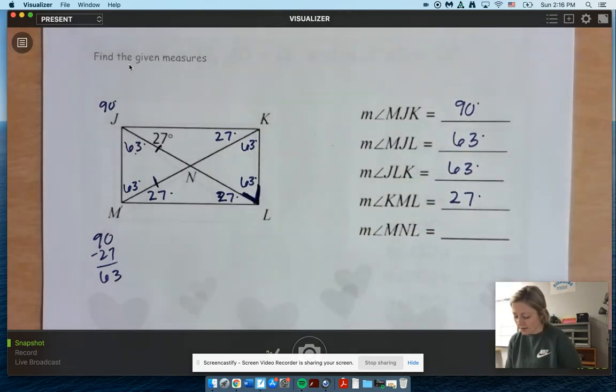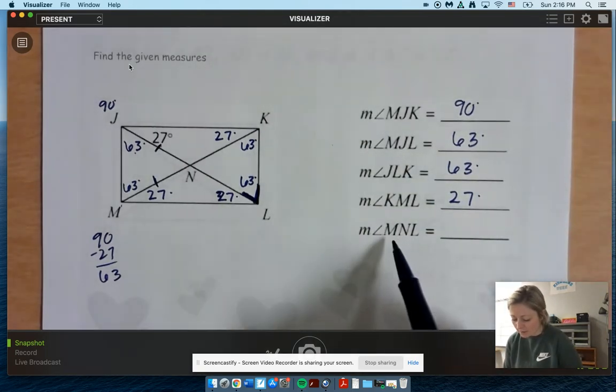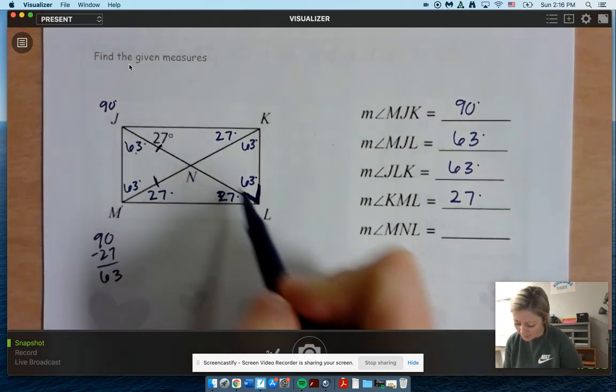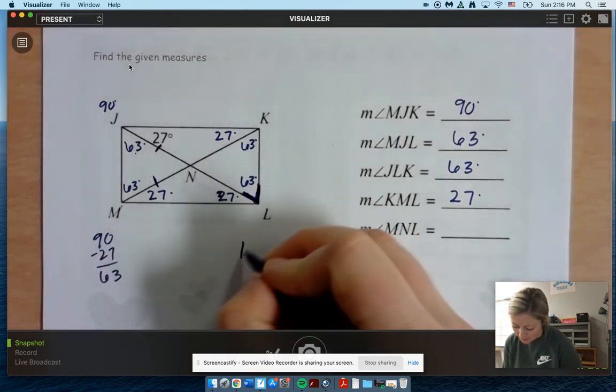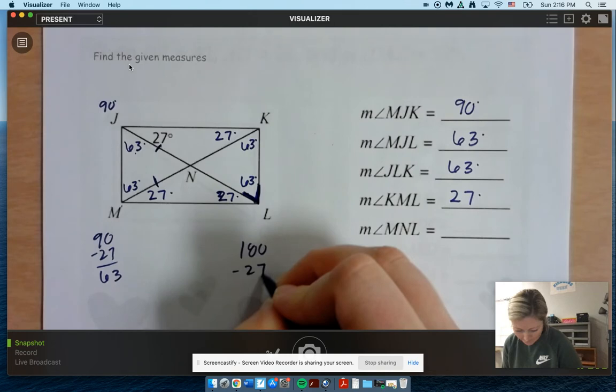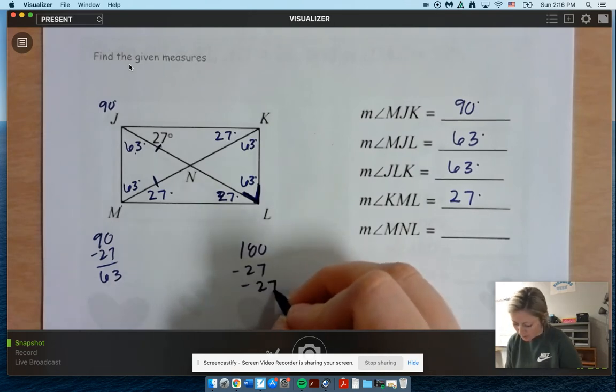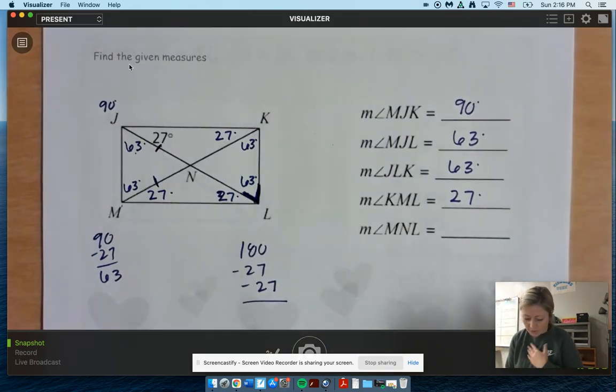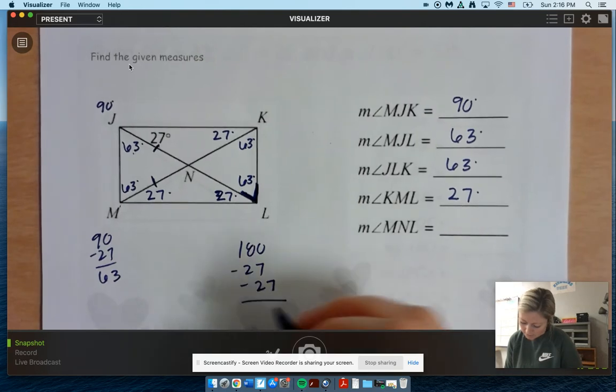And lastly, the measure of angle MNL. MNL is this guy right here. So 180 minus 27 minus 27 should give us 126.